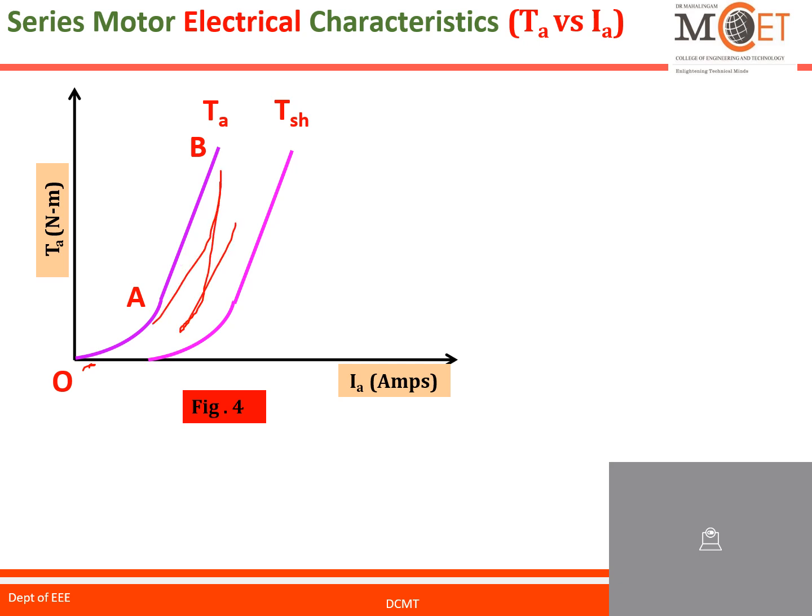Once after saturation, the flux becomes constant. Hence torque becomes directly proportional to current. That's why it produces high starting torque, so we can prefer this type of motor in high starting torque applications, like traction applications, hoists, and drilling machines. We can prefer this series motor.